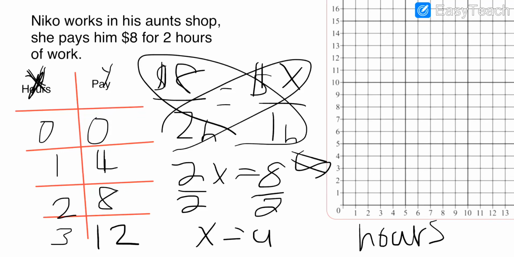So let's go ahead and graph our points. So we have 0, 0, 1 and 4, 2 and 8, and then 3 and 12. Okay, so notice our points. We start at 0, 0, and we go in a straight line as best as what I can draw it. So yes, our data is proportional, and we have satisfied this question. We have created a graph, we've identified our constant of proportionality, and we've created a table.